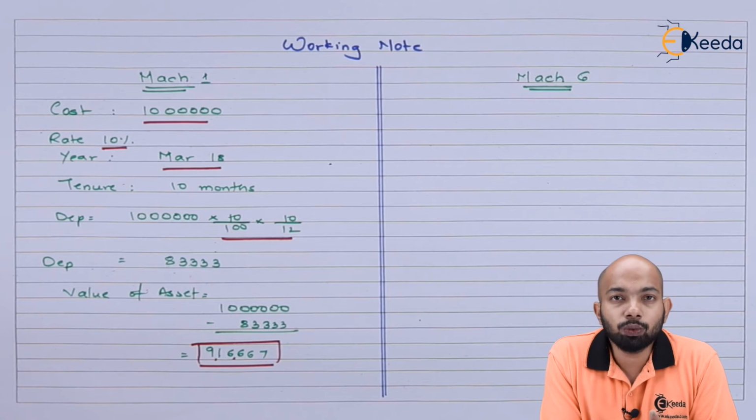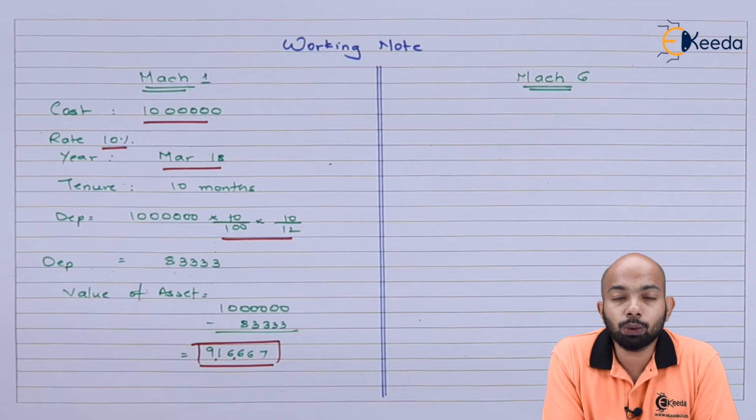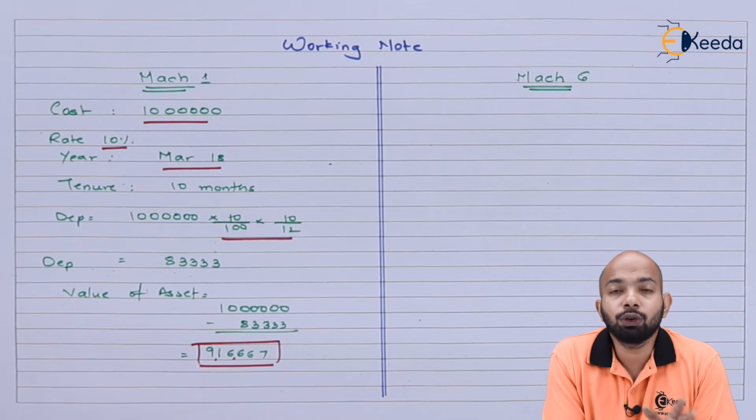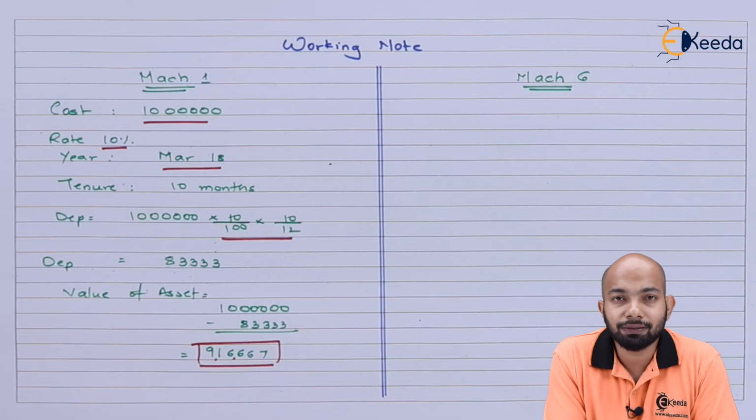Let's do the similar kind of working for machine number 2 and figure out whether we have a profit or loss in that situation in the next sheet. But before that, let's understand the value of that specific asset.